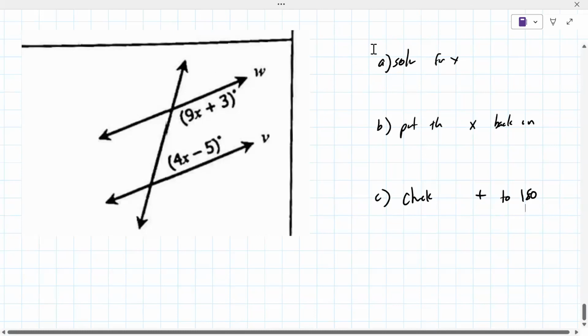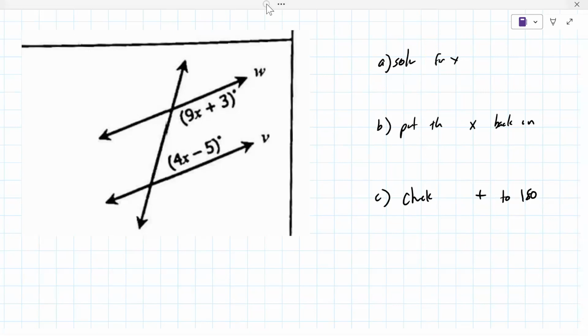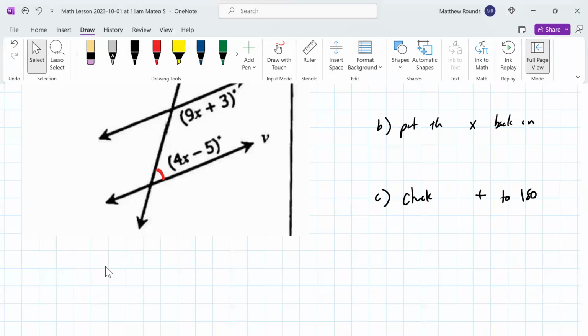Let's have you start by solving for x and putting them back in. The problem might not give you the angle, it might just say solve for that angle, but you have to know to do these three steps. Go ahead and give this one a try, please. All right.